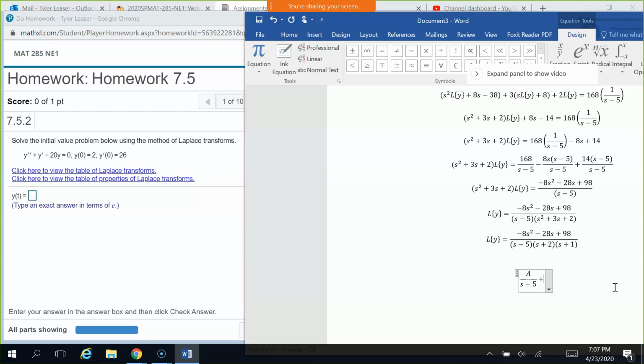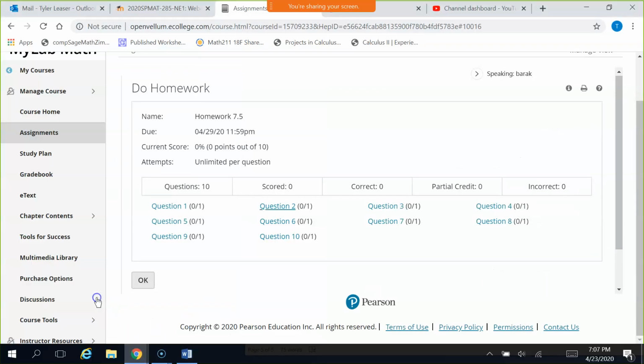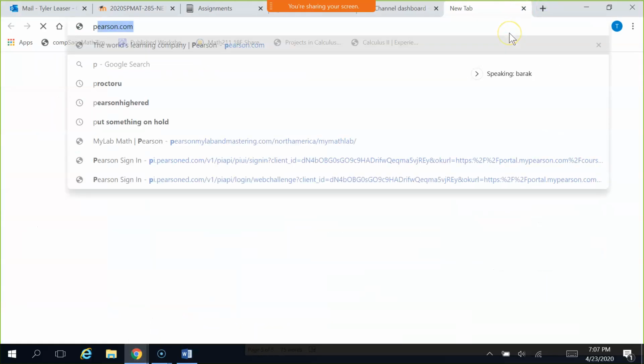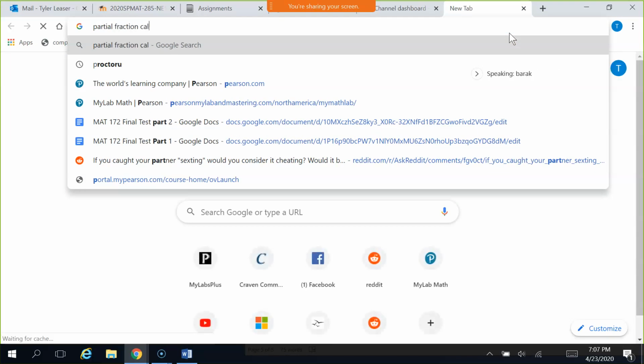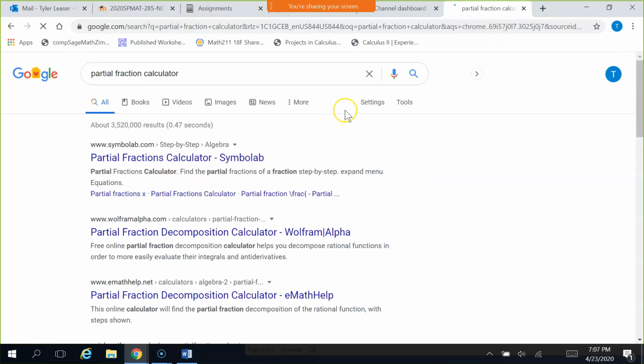Do you like Symbolab now? It's like my new... Will it do it with 3 different variables? It should. Never tried it with 3. I've only done 2. Partial fraction calculator. Symbolab. Okay. So, yeah.